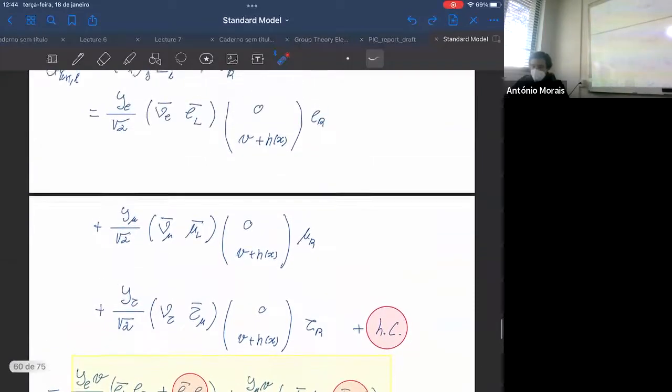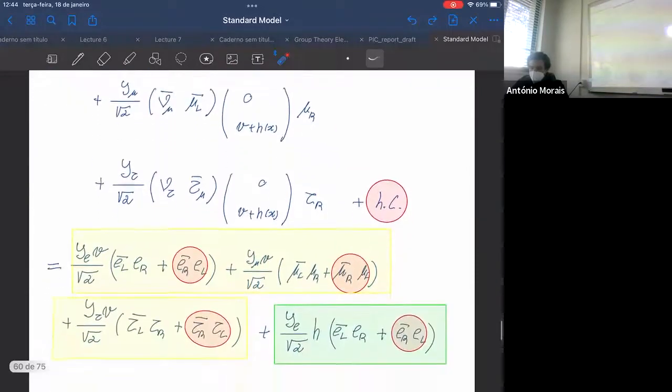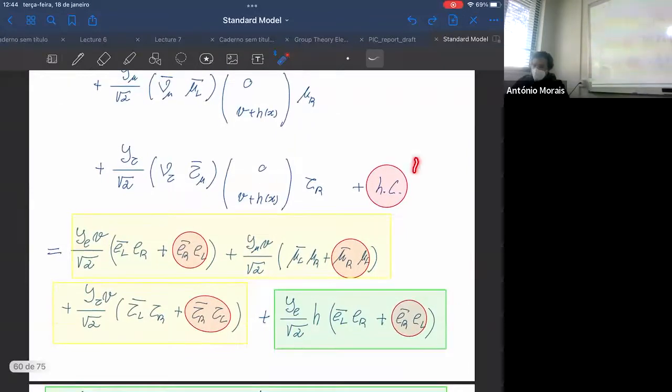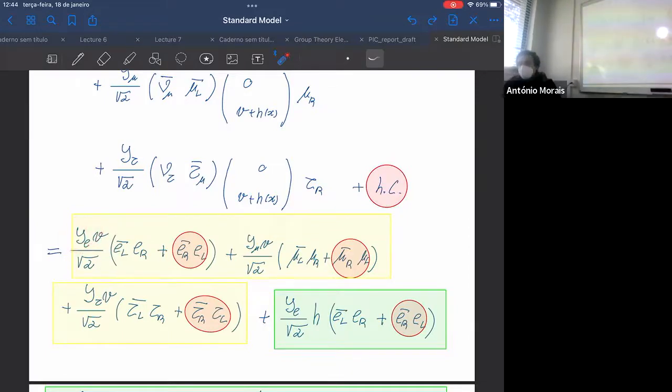So I put the 3 generations here in an exhaustive way. You also have plus the hermitian conjugate here at the end. So I'm already putting the hermitian conjugate because they have the same pre-factor. I'm assuming that these y's are real. They don't have to be real in general, but here I'm assuming they are real.